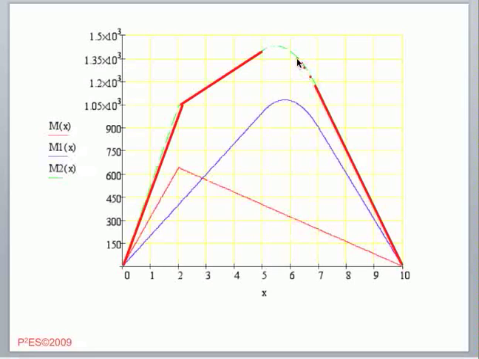So that's our solution that gives segmented, combined loads and shows how we can actually add together the shear force diagram and then integrate whatever that function is as our ultimate solution.